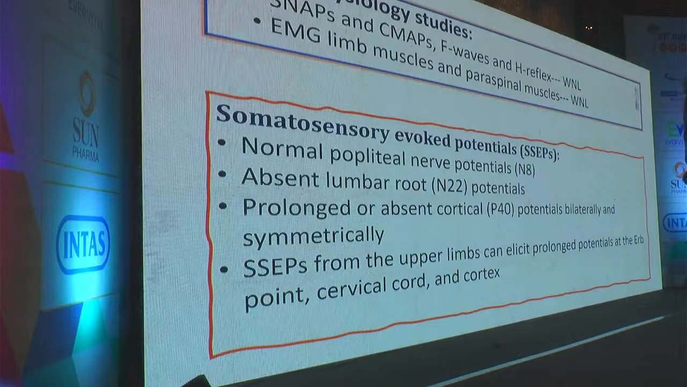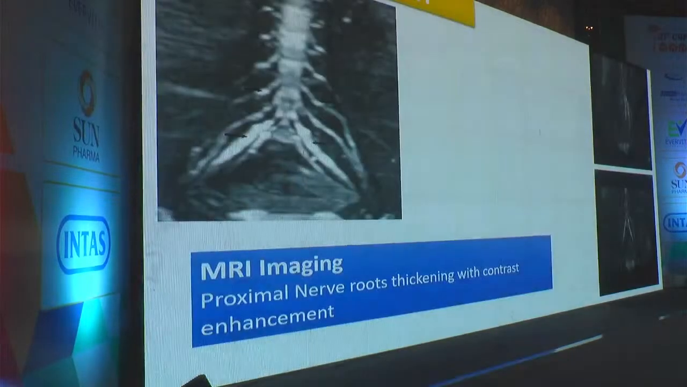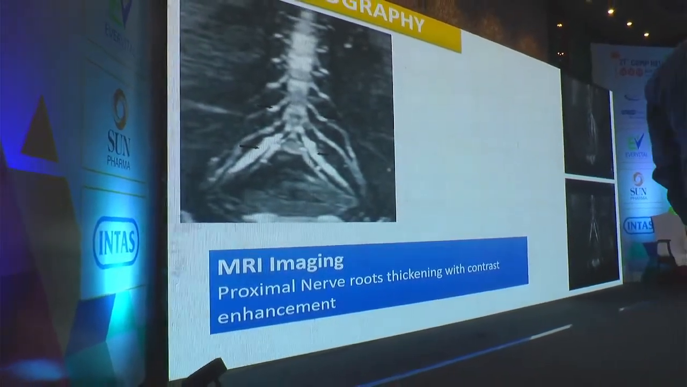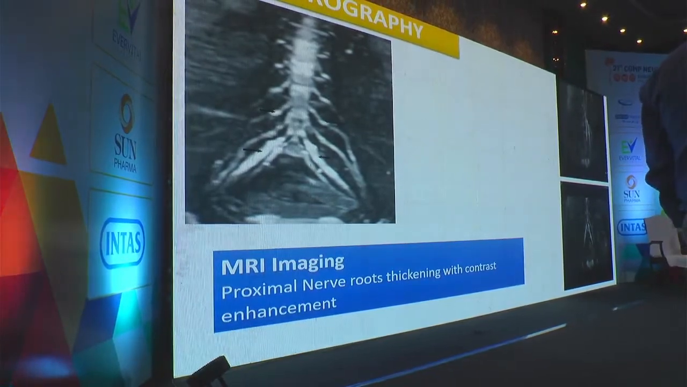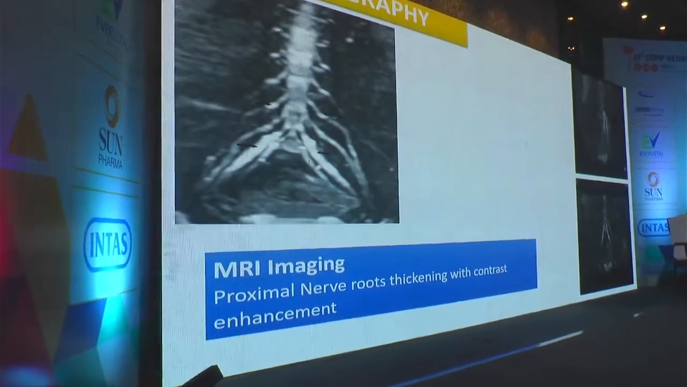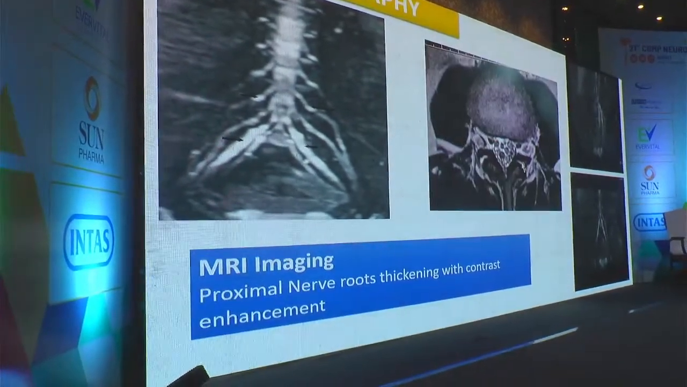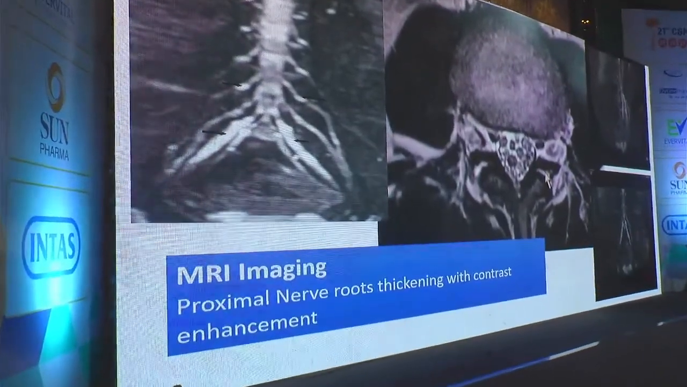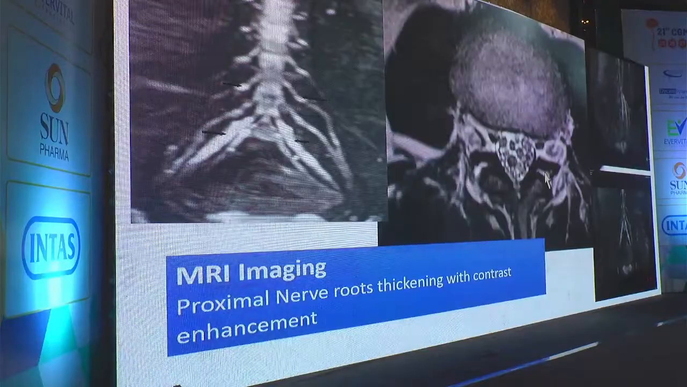When we do SSCP of the upper limbs, all responses can be prolonged: Erb's point response, cervical cord response, and cortical response. And if you do the MR neurography, particularly STIR sequences, that will show a gross thickening of the root segment along with contrast enhancement of these roots, and typically axial sections show a sago grain appearance of the roots. So MR neurography is the additional good investigation to diagnose such conditions.